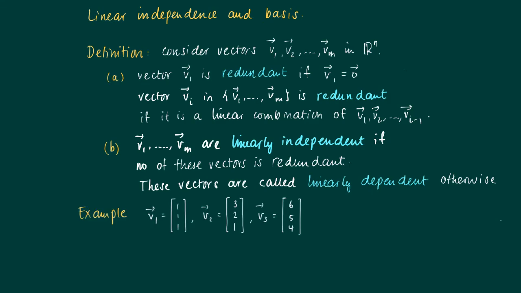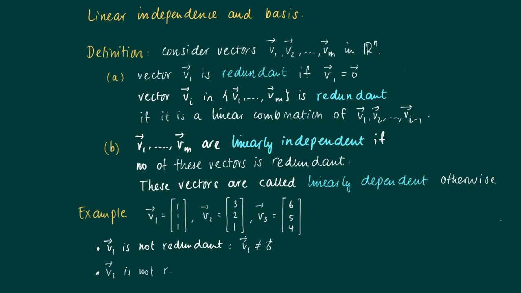So for example, we have three vectors here. Then we see immediately that v1 is not a zero vector, so v1 is not redundant. If we look at all linear combinations of v1, v2, v3, we really need v1. This is another way of saying that it's not redundant to consider the span.